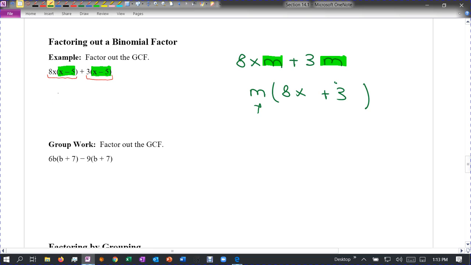So my GCF is going to be x minus 5, but I have to put in parentheses. And then I'm going to set a parentheses here in enough space for 2 things. So the question is, what do you have to multiply this by, x minus 5, to get that? Well, the only thing you're missing is the 8x in front. So you just put 8x. And then what do you have to multiply this by to get this? Well, again, the only thing that's missing is the 3. So you put plus 3 there. And this would be your factoring out of a binomial.